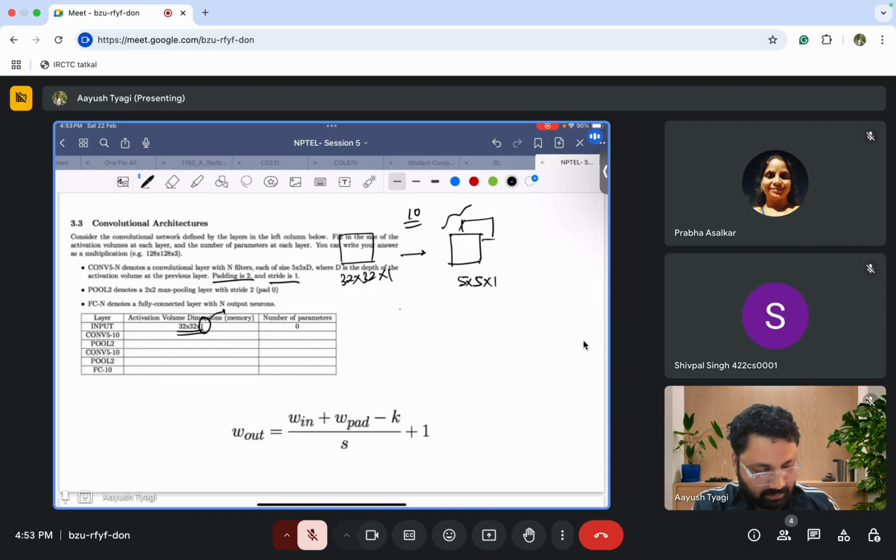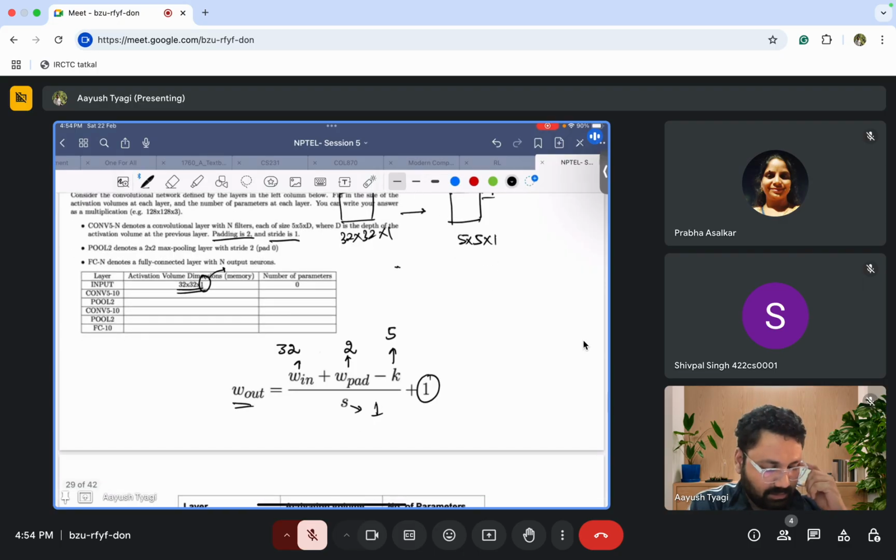Okay, let's go ahead. So for this, W is basically the input dimension, so it is 32. For the padding, you have a padding of 2, you have a kernel of 5, you have a stride of 1, and this is something which we add, right? So in order to get the output dimension, this should be the case, right? And you're doing padding on both the sides, so it is into two.